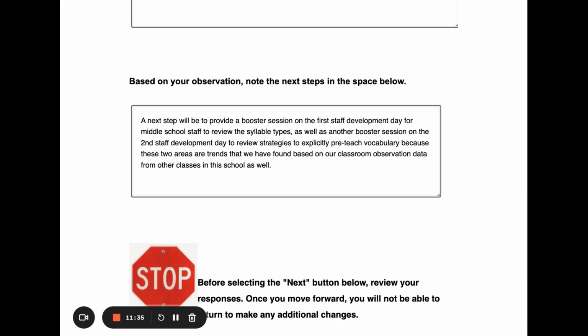A next step could be to provide a booster session on the first staff development day for middle school staff to review the syllable types, as well as another booster session on the second staff development day to review strategies to explicitly pre-teach vocabulary, because these two areas are trends that we have found based on our classroom observation data from other classes as well in this school.